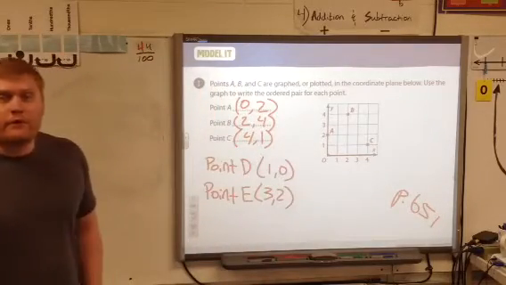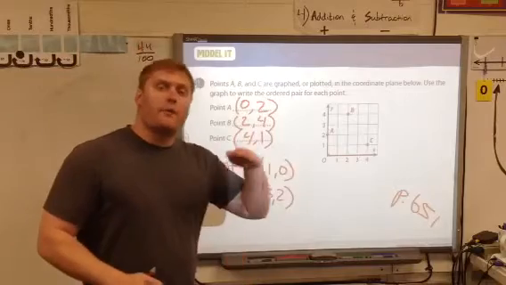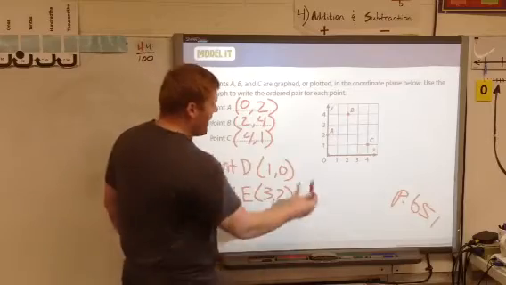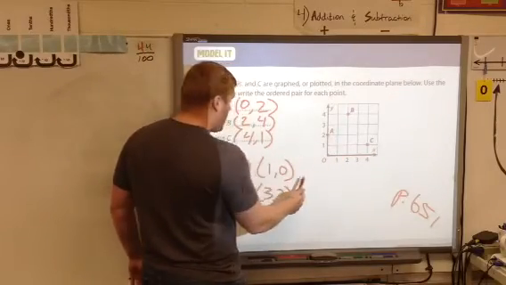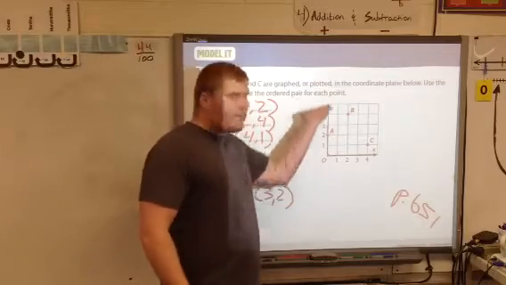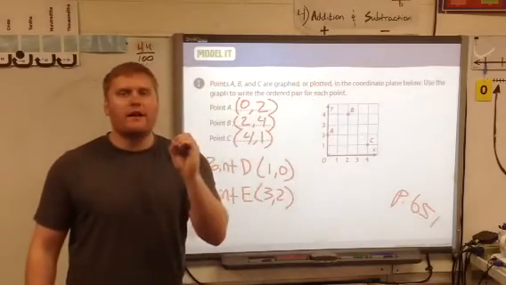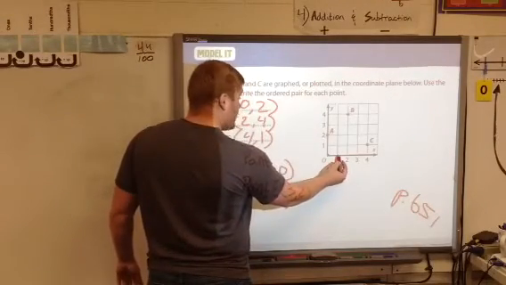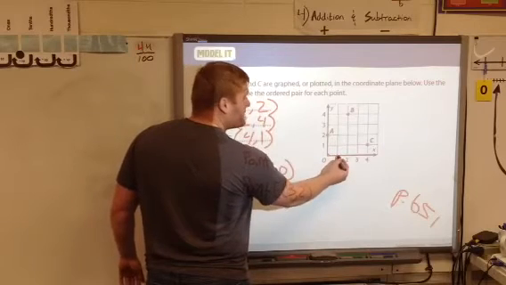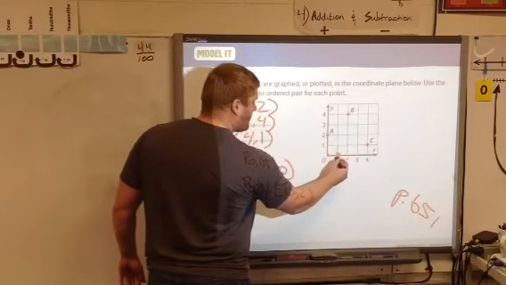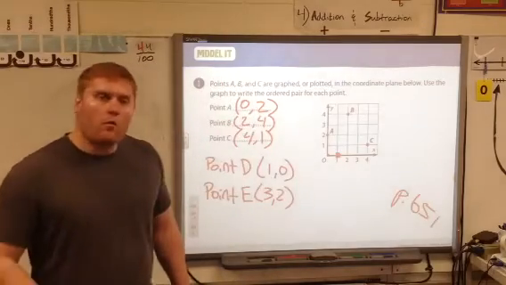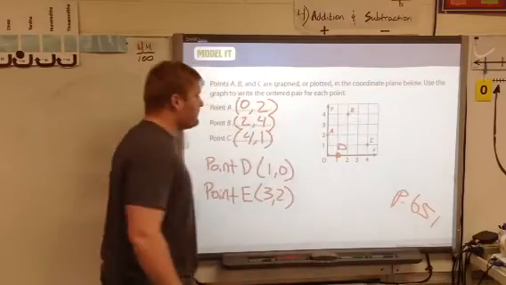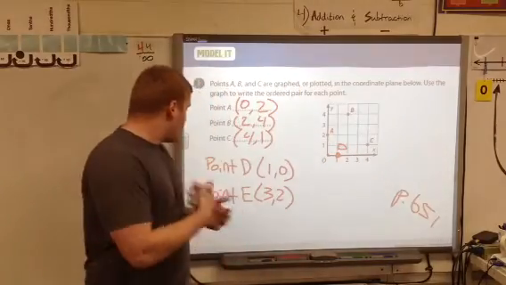Now let's start with point D. Once again, same process. We start with the x coordinate and then the y coordinate. My x is 1, so I travel over 1. And then my y-coordinate is 0. So do I need to travel up the y-axis? No, because 0 means it's at the origin. So technically my point is just over 1 on the x-axis and up 0 on the y. So my point lines up perfectly on the origin, 1 over on the x. So it said I needed to label it, and I'll label it D. Easy enough? Alright, let's go with point E.